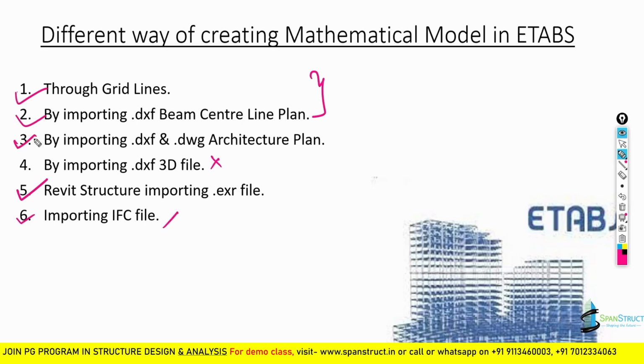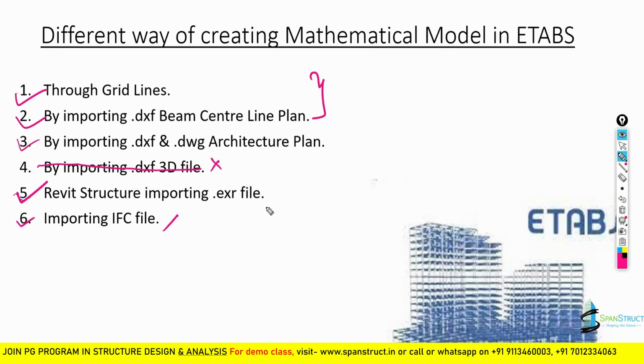The third method is also very rarely used. In this course, except for the fourth method, we will do one project for every method of creating an analytical model in Etabs. So we will do it through grid lines, through a .dxf beam center line plan, by importing a .dwg architecture plan, through Revit structure, and through importing an IFC file.